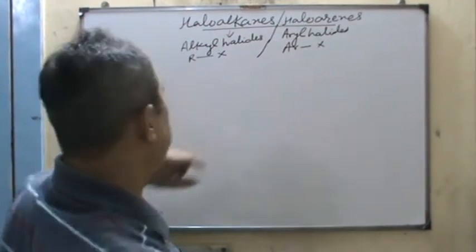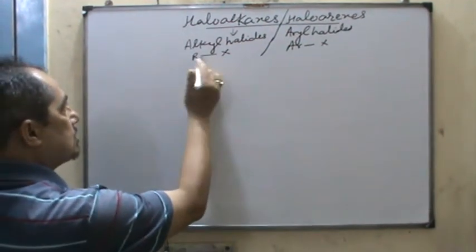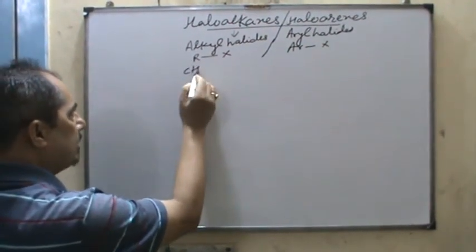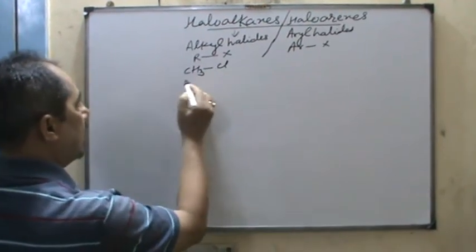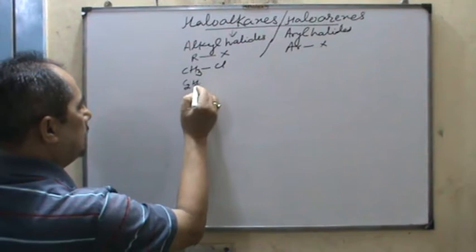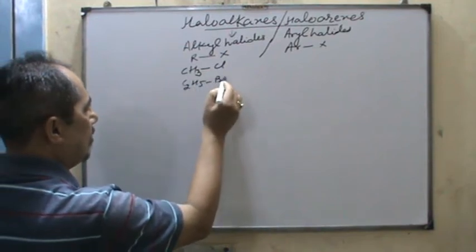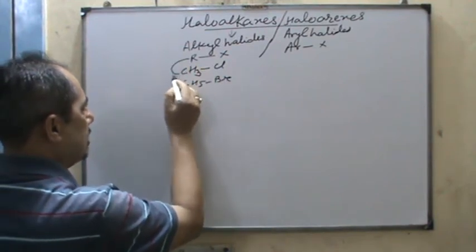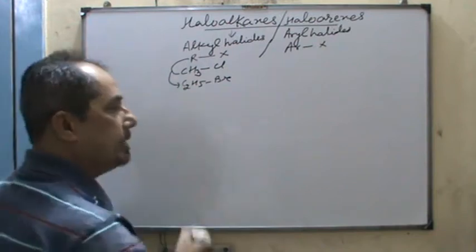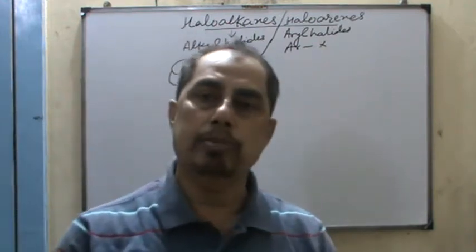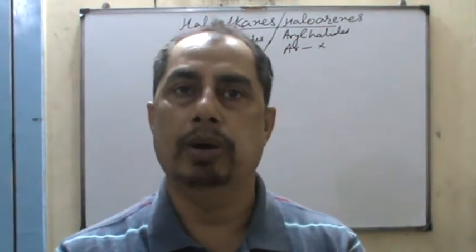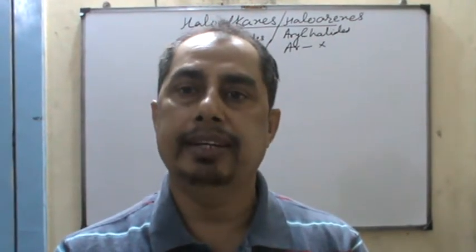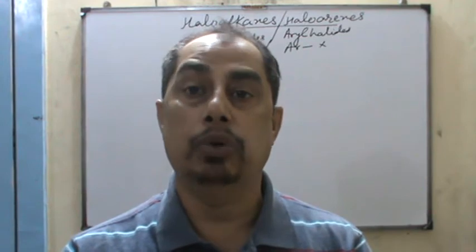That is why I have written here RX. R can be methyl, X stands for the halogen. So it is methyl chloride, C2H5Br. R is going to change, instead of methyl we take ethyl. Ethyl bromide. X stands for the halogen: fluoro, chloro, bromo and iodo. Fluoride, chloride, bromide and iodide.